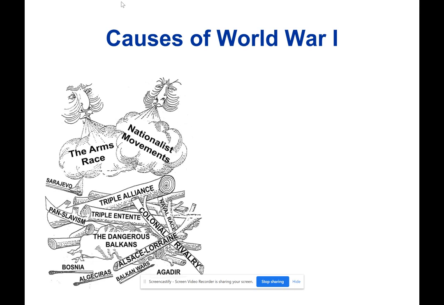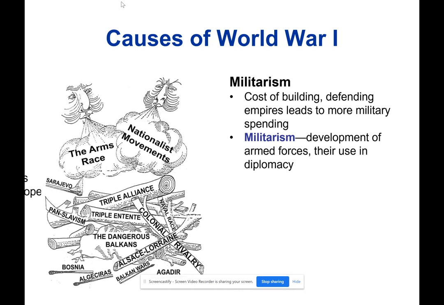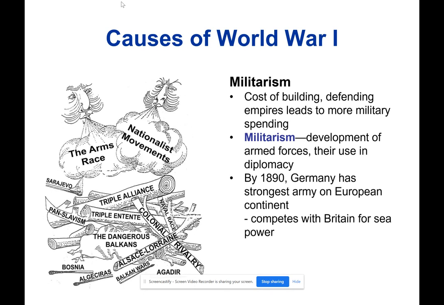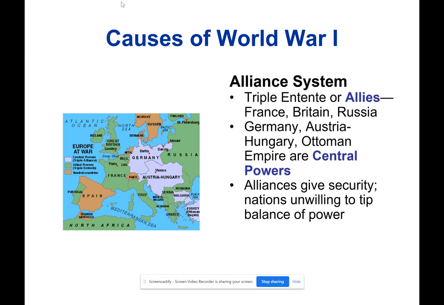So here are more causes of World War One, right? We have the arms race, nationalist movements, Bosnia, right? We saw that the Bosnians assassinated Franz Ferdinand, who was the heir to the Austria-Hungarian Empire. Right, so we were just kind of checking these out again. Militarism. In 1890, Germany had the strongest army in Europe, and they compete with Britain for power on the sea, right? Naval power. And this leads other powers to join this naval arms race of seeing who has the best equipment, who has the most advanced military strategy, and so forth.